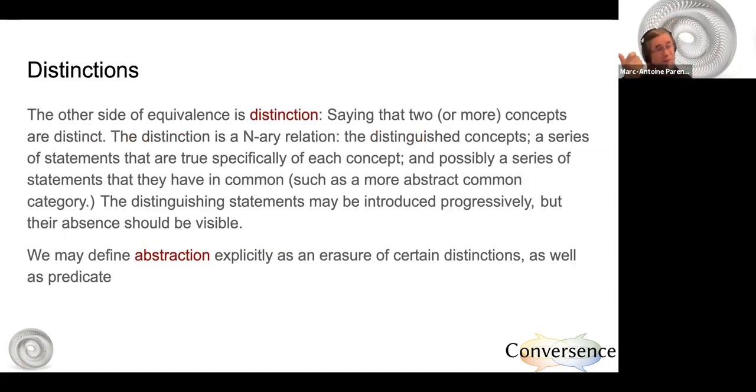Now, I spoke a lot about equivalence. The other side is distinction. If we want to say this is equivalent, we also want to say, no, this is not equivalent. We change our mind, we discover a new distinction. So a distinction is, again, an n-ary relation, that way it's a frame. It's saying that two or more concepts are distinct. And that's very much like the old disjoint schema.